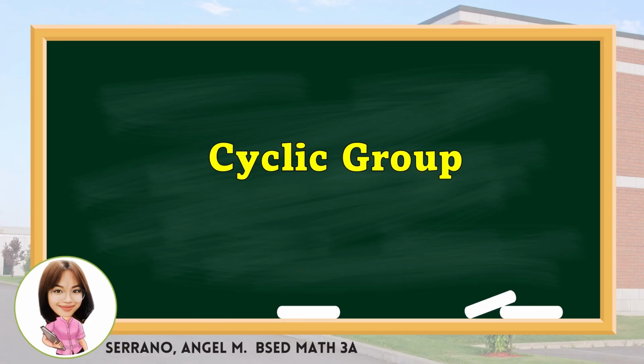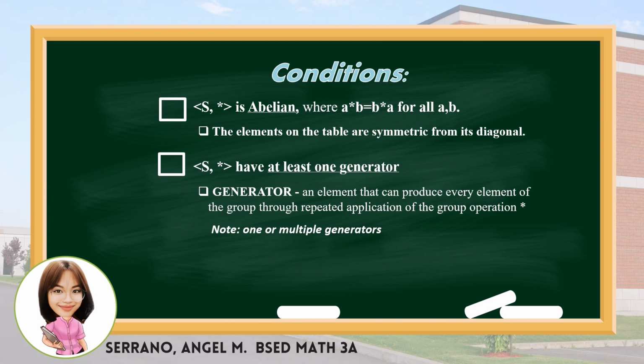So to determine if the group is cyclic, the following conditions must be satisfied. First, it must be abelian, where A star B is equal to B star A for all A, B. So the elements on the table must be symmetric from its diagonal. Then for the second one, it must have at least one generator.